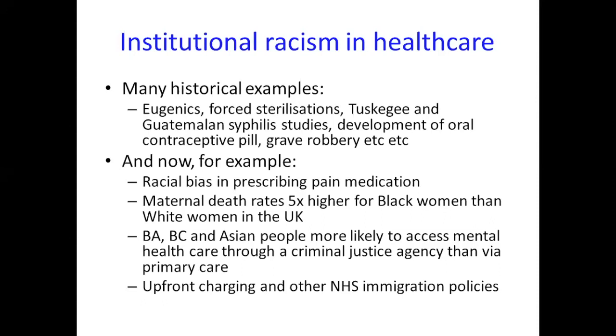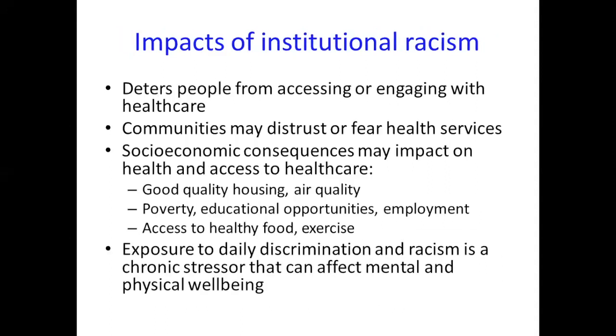And in mental health, we know that people of Black African, Black Caribbean and Asian heritage are more likely to access mental health care through a criminal justice agency than via primary care or self-referral. And I've mentioned NHS immigration policies before, such as upfront charging. We know that if you are from a BAME community, you're much more likely to be asked for ID than if you're white. So what are the impacts of institutional racism on health?